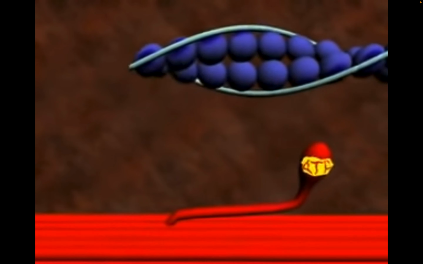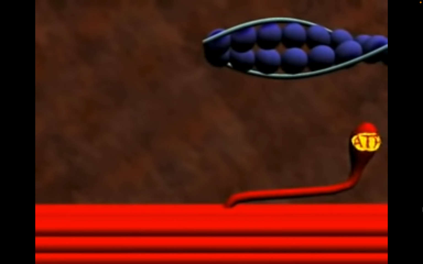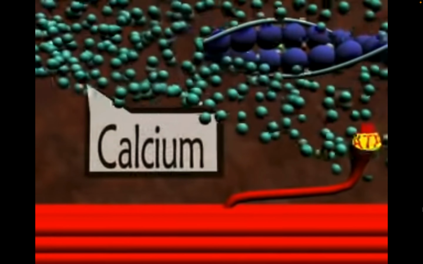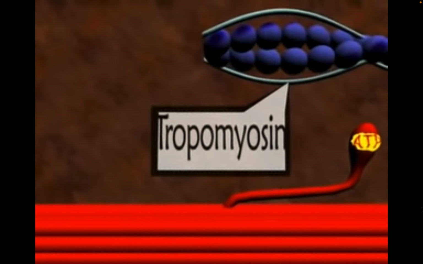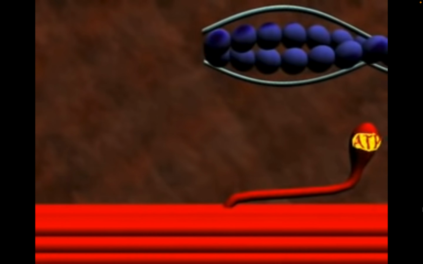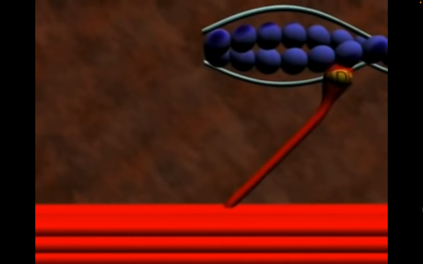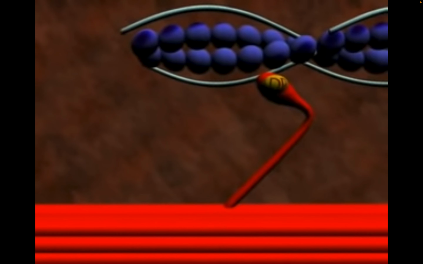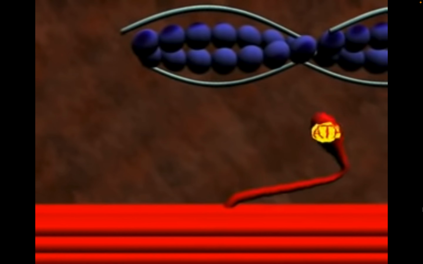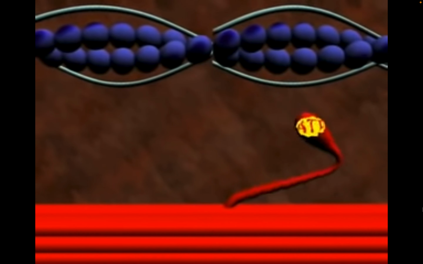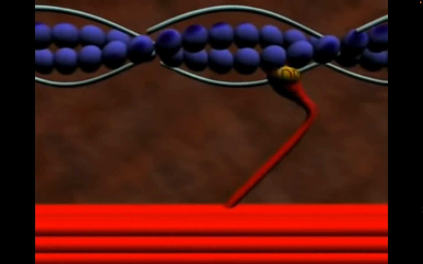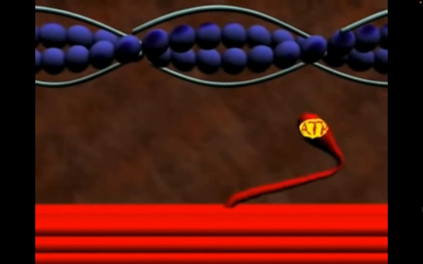First of all, when a motor neuron stimulates a muscle fiber, calcium ions are released from the sarcoplasmic reticulum. The ions force the tropomyosin to displace and expose myosin binding sites on the actin. An ATP molecule is then hydrolyzed, and the myosin head forms a cross bridge. When the ADP is replaced by a new molecule of ATP, the myosin head detaches from actin and goes back to its original state. And that's pretty much the whole process.